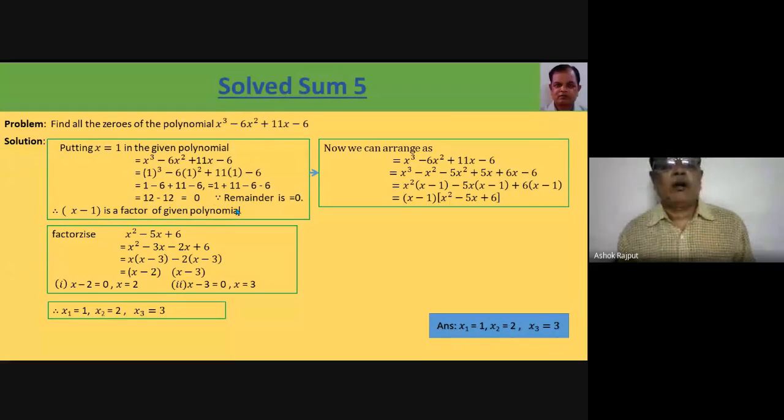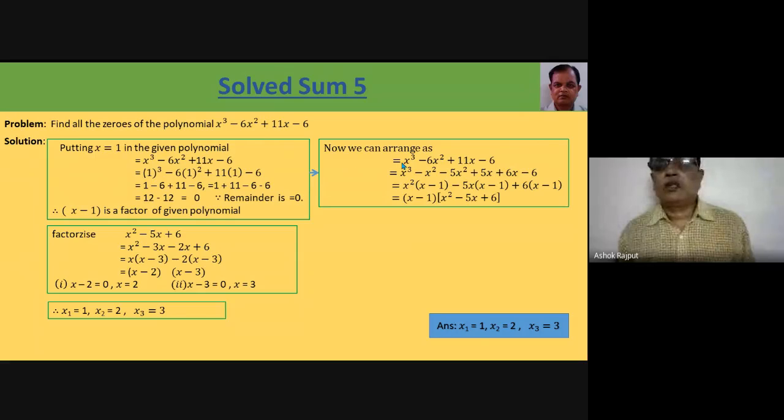Now we will divide or arrange in such a way. Now we can arrange it as x cube minus 6x square plus 11x minus 6 also. It is a time saving method. And why did we arrange this? Because we have got x minus 1 as a factor. So my target should be that after taking common, x minus 1 should remain here.